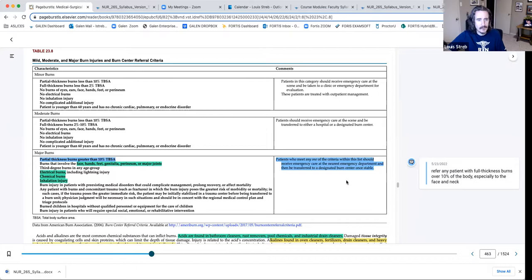And it's not a lot: partial thickness burns to anything greater than 10%. So if a test question says your patient's got a TBSA of 40%, y'all, that's already a major burn. There's nothing more you have to think about.